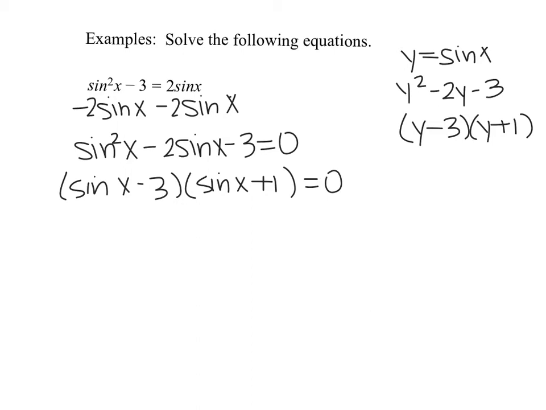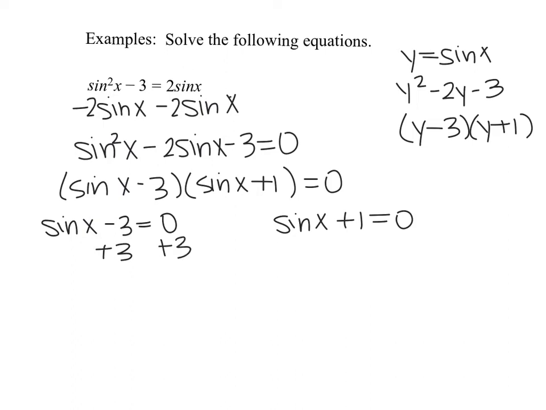Now we take each factor and set it equal to 0. So we have sine of x minus 3 equals 0 and sine of x plus 1 equals 0. Solving our first equation, we add 3. We get sine of x equals 3. But sine of x cannot equal 3 because remember, the range is only between -1 and 1. So I don't actually get a solution from that factor.